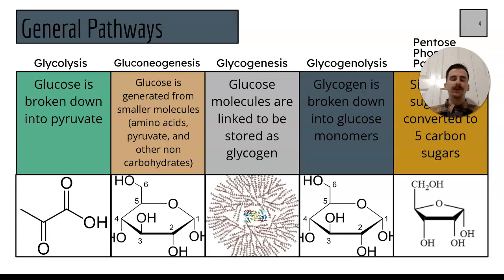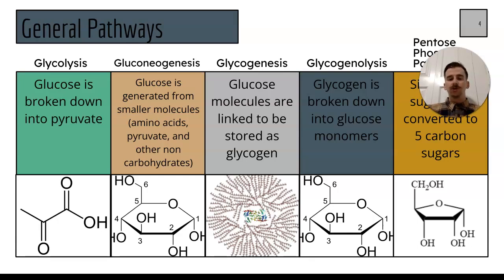So the general pathways that we're going to talk about first is glycolysis. So when glucose is broken down into pyruvate and then thrown into the citric acid cycle so that we can have energy in the form of NADH, ATP, and FADH2. If we have not enough glucose, then we're going to build it up, and that's gluconeogenesis. And we can put smaller molecules together like amino acids, pyruvate, or other non-carbohydrates to build up glucose and then use it as we need it.